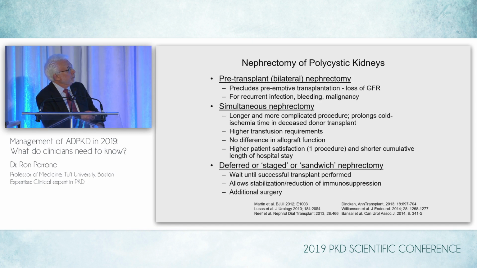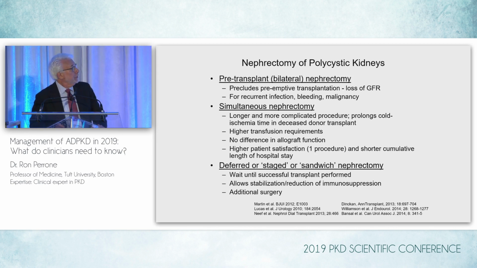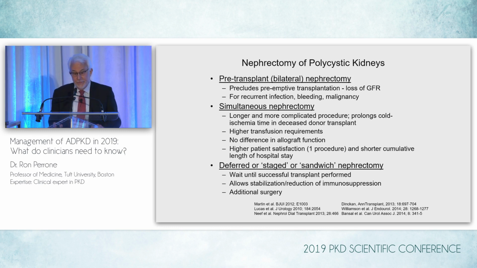Simultaneous nephrectomy and transplant is done. It's a longer and more complicated procedure. It prolongs the cold ischemia time in deceased donor transplant. There's a higher blood transfusion requirement. There's no difference in allograft function if this can be done, and it does lead to higher patient satisfaction with only one procedure and shorter cumulative length of hospital stay.